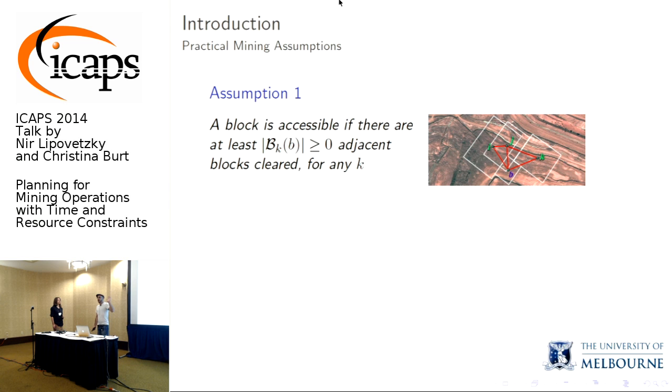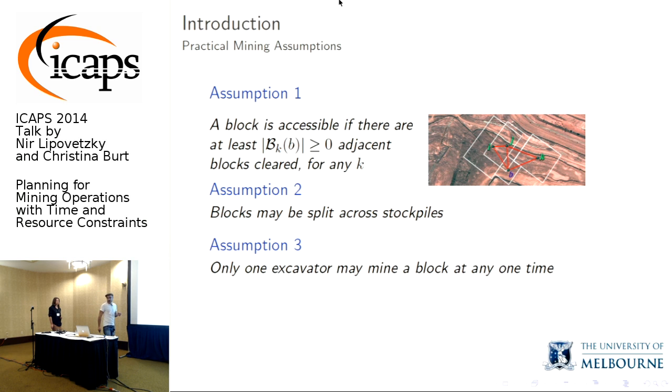These assumptions, we didn't make them up for us to solve the problem, so there are practical assumptions on this specific mine. First, in order to access a block, if it has some adjacent blocks, you have to clear at least one, okay? Because otherwise you cannot go to this block. Then blocks might be split between different stockpiles, otherwise it's very hard to achieve the blending of the material. Then only one excavator may mine a block at any point. This is basically because you don't want two excavators crashing into each other, so it's safety.